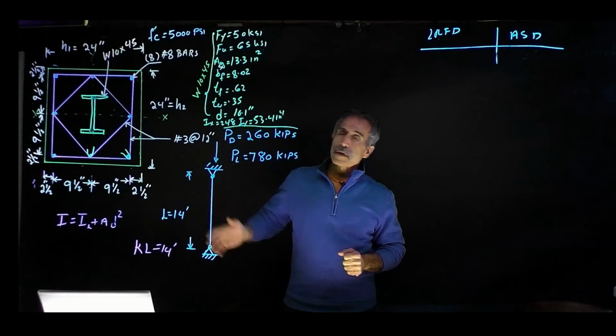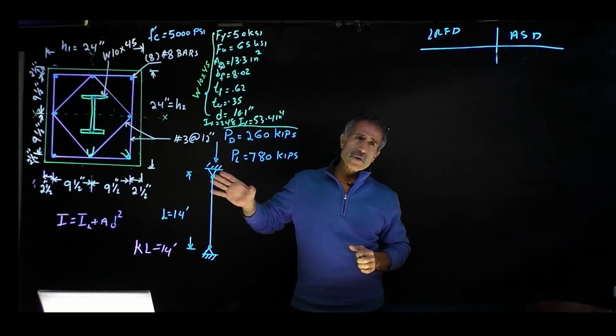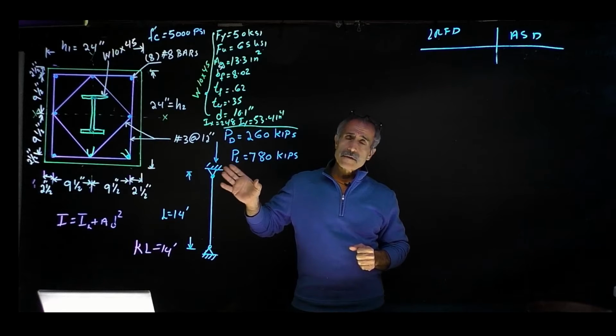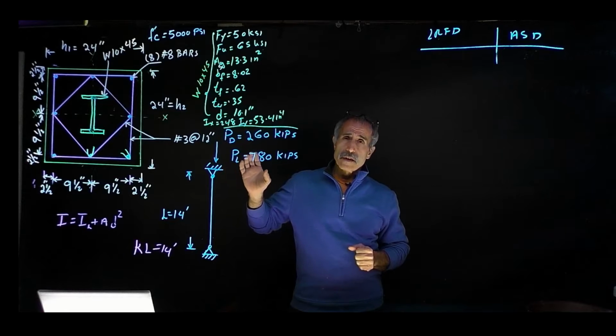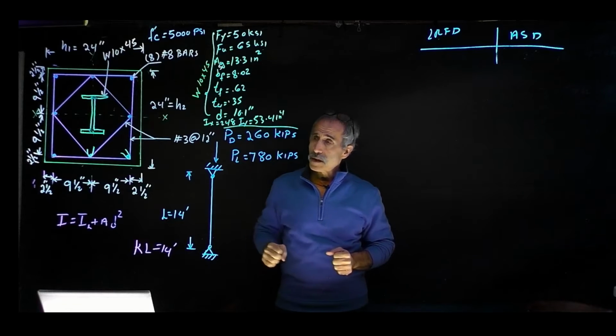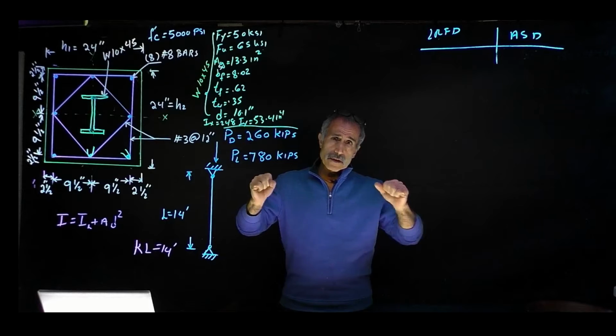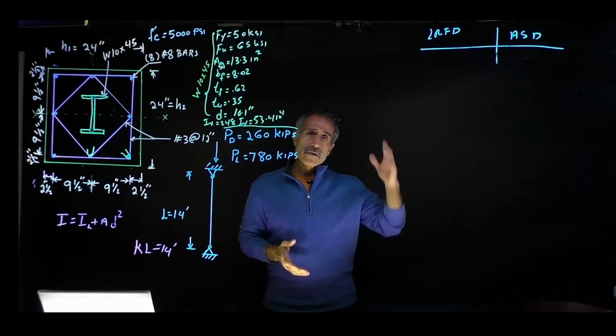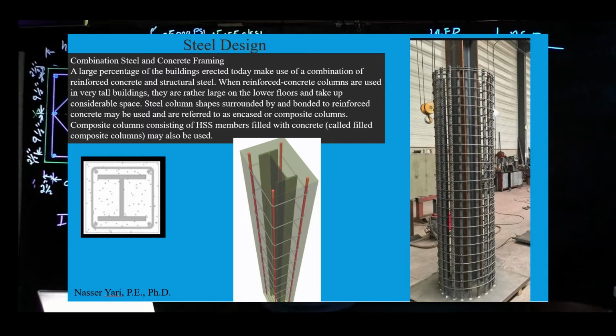Hello and welcome back. Today we're going to talk about encased or composite columns. These columns are really great. They have a large amount of load carrying capacity compared to regular columns, and normally they're used in tall buildings. So let's take a look at this problem we have here.